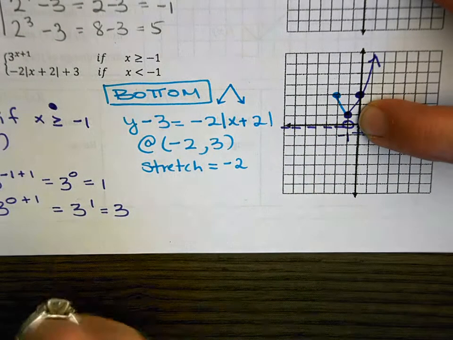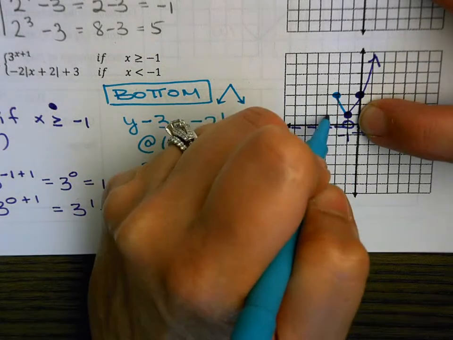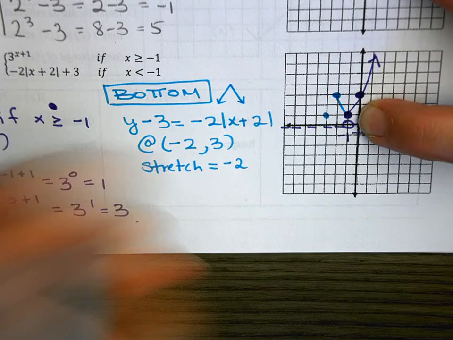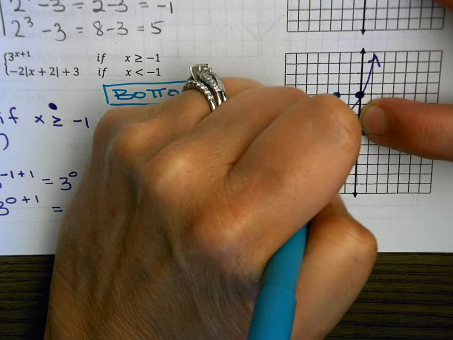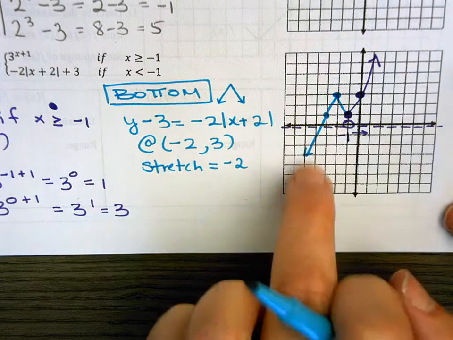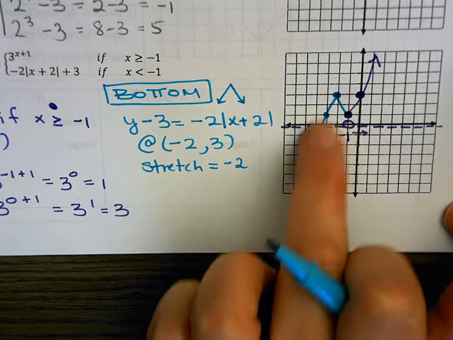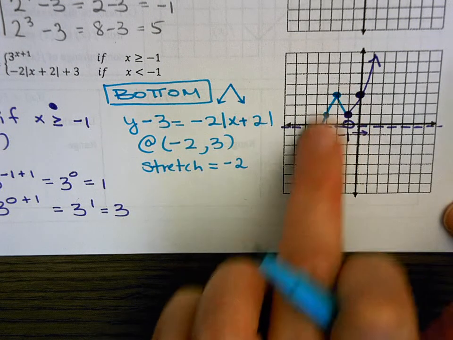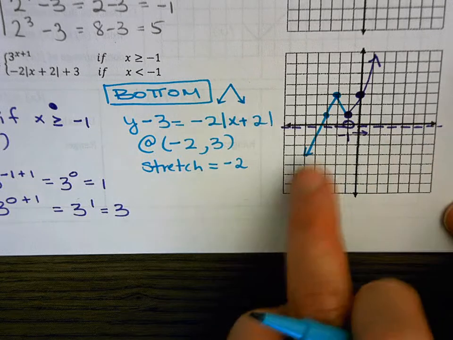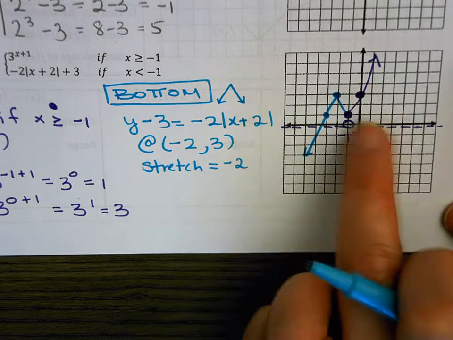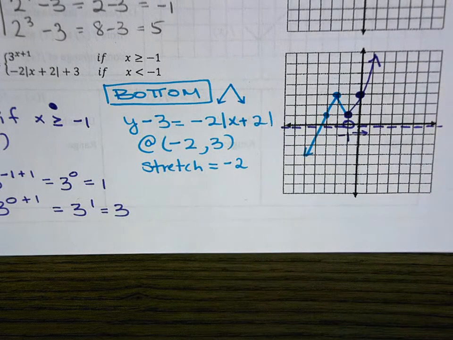And then I'm going to do the same thing. I'm going to go down 2, but to the left 1. And so then I'm going to connect that for that V shape. So I have this blue color graph that came from my linear absolute value, and then the purple graph came from my exponential.